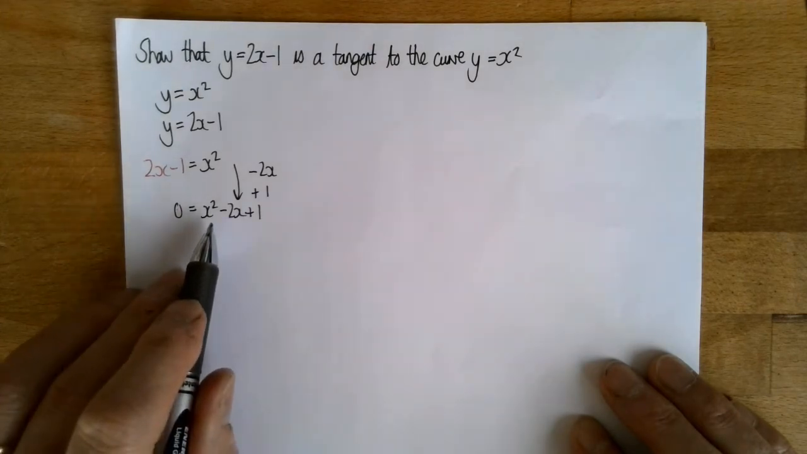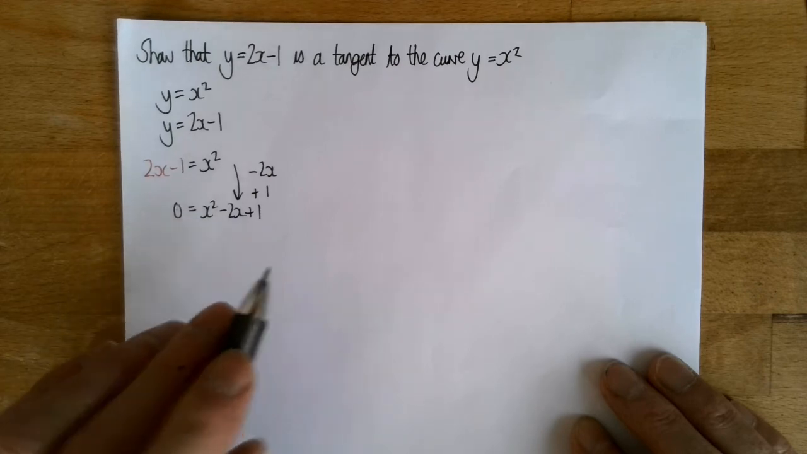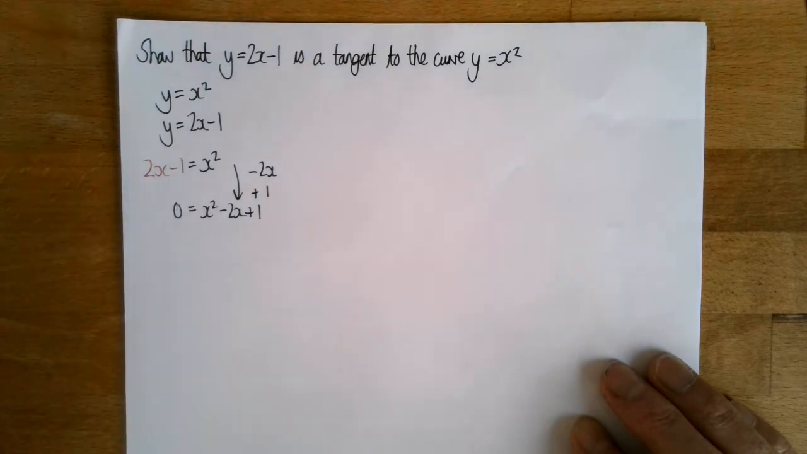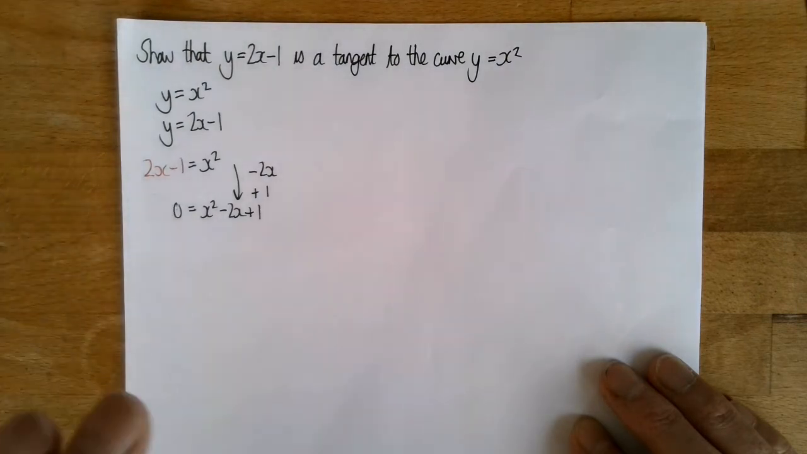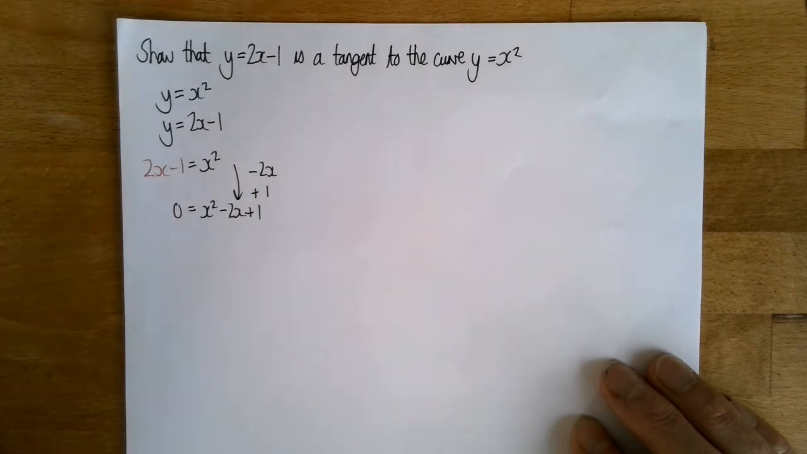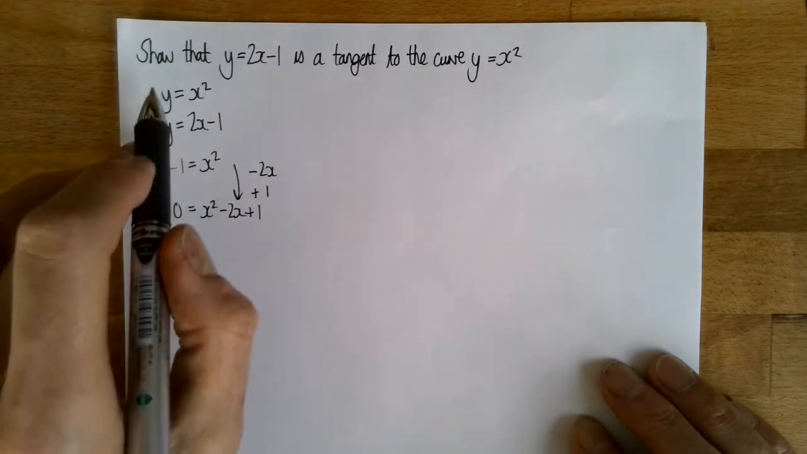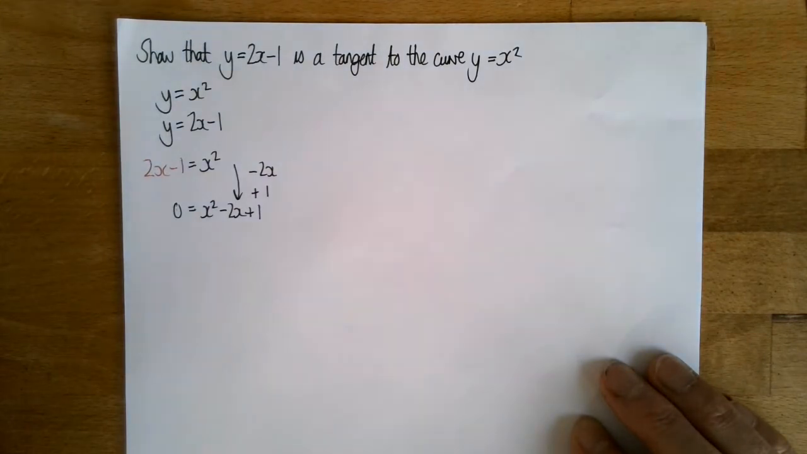This one you can factorise quite easily, although some of you would prefer to use the formula, I know. Whichever way you prefer to use, try and solve that and see if you can tell me why your answer shows us that the line is a tangent to the curve. Pause now.